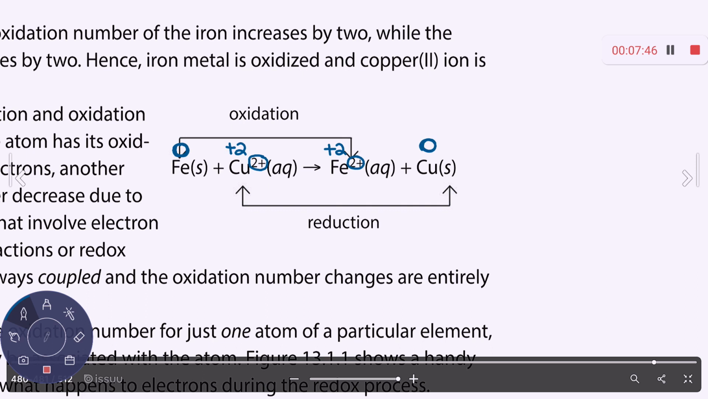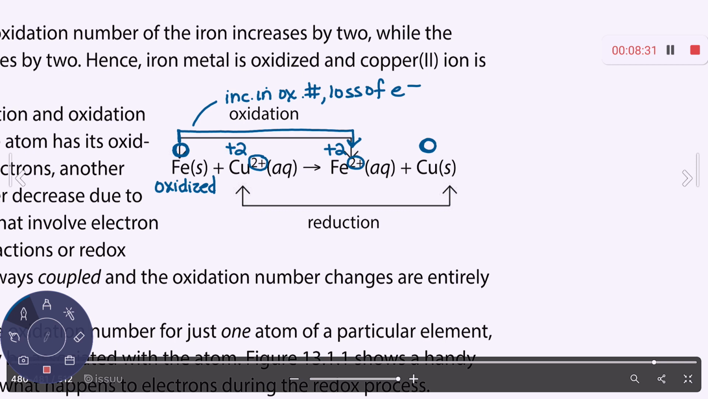This copper over here is elemental copper, so it's 0. Read this from left to right. The iron goes from a 0 to a +2. So that means that this is an increase in oxidation number. Okay? Anytime the oxidation number increases, you are losing electrons. So this is a loss of electrons. And when you lose electrons, you're being oxidized. So that means this is oxidized. Okay? So loss of electrons is oxidized.